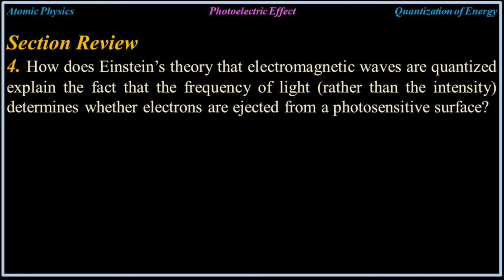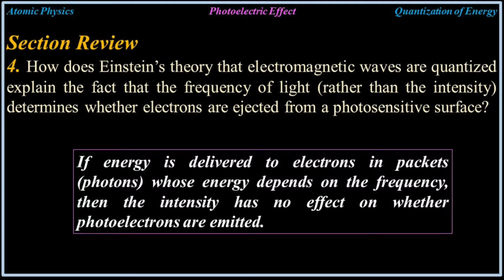How does Einstein's theory that electromagnetic waves are quantized explain the fact that the frequency of light rather than the intensity determines whether electrons are ejected from a photosensitive surface? If energy is delivered to electrons in packets, photons, whose energy depends on the frequency, then the intensity has no effect on whether photoelectrons are emitted.